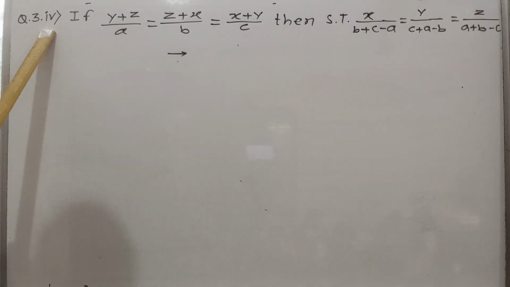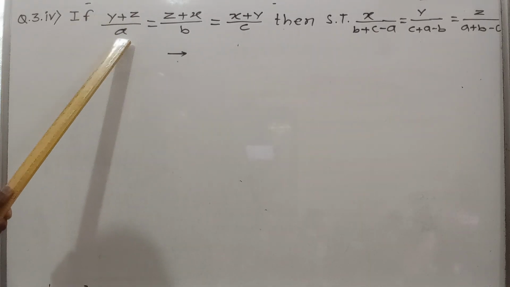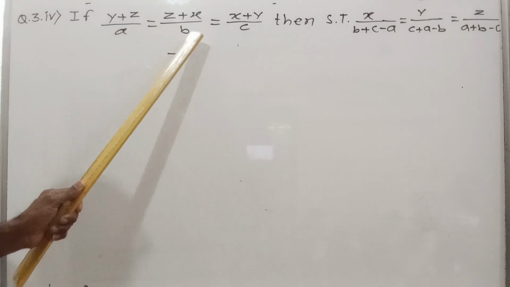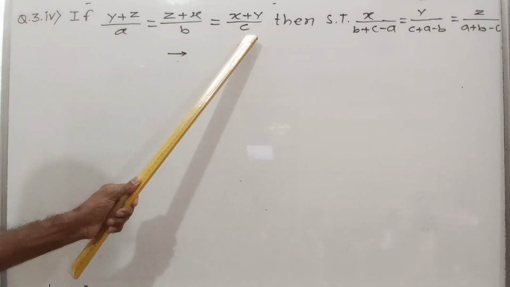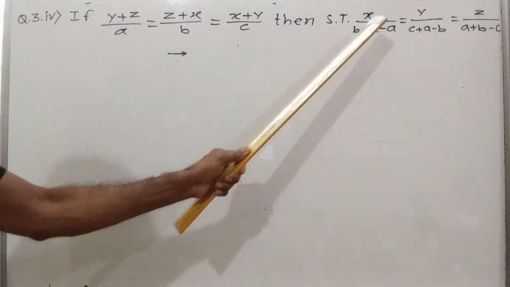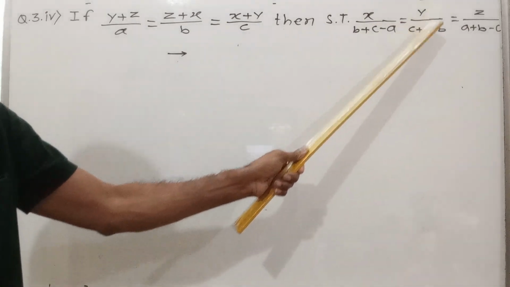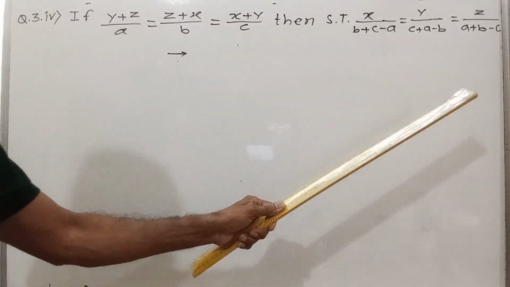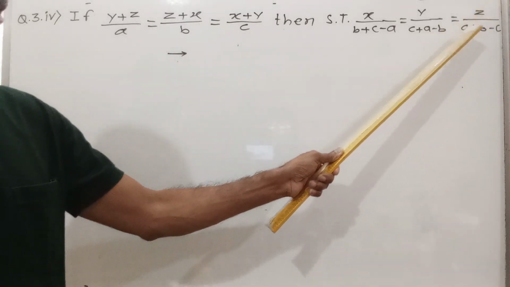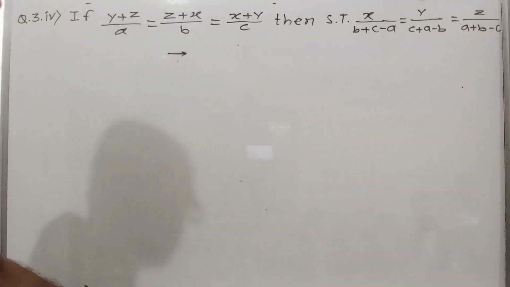Question number 3, example number 4. If (y plus z) upon a is equal to (z plus x) upon b is equal to (x plus y) upon c, then show that x upon (b plus c minus a) is equal to y upon (c plus a minus b) is equal to z upon (a plus b minus c).